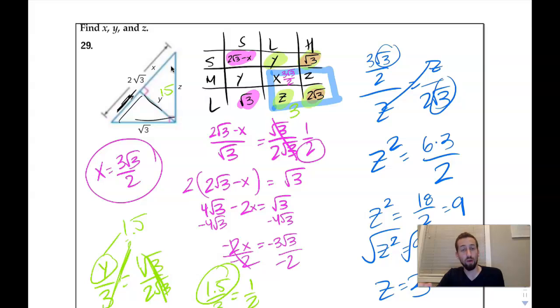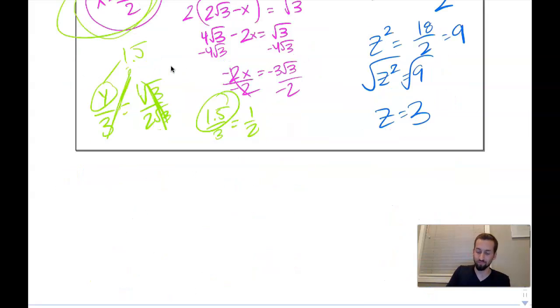The beautiful thing about these is I could have done y a different way. Actually, since I had z and x, I could have done the Pythagorean theorem. I just don't know if I want to do the Pythagorean theorem with something like this. But you could. And it's really nice when those things work out that you could do it in a different way. All right.